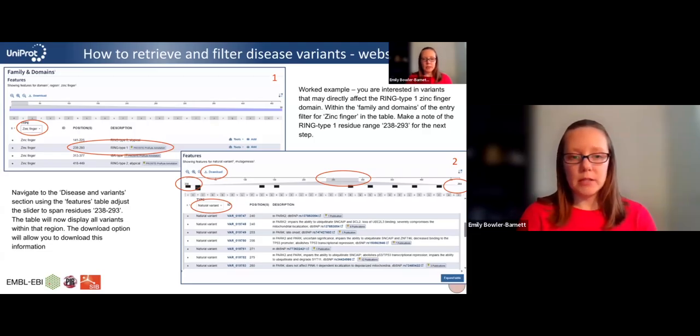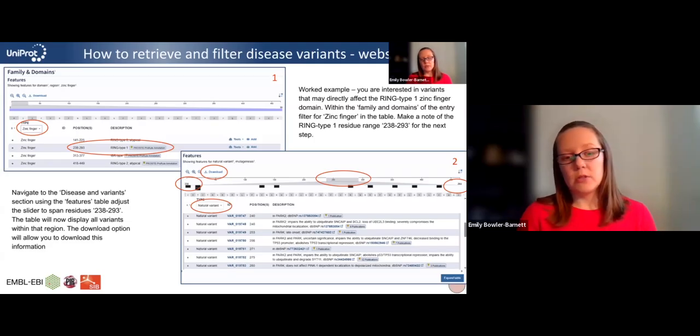So if you go to the family and domains section, as shown in screenshot 1 of the protein entry, you get a graphical view like this, where at the top you've got the amino acid string from N to C terminus, and you can zoom in and out on this string.